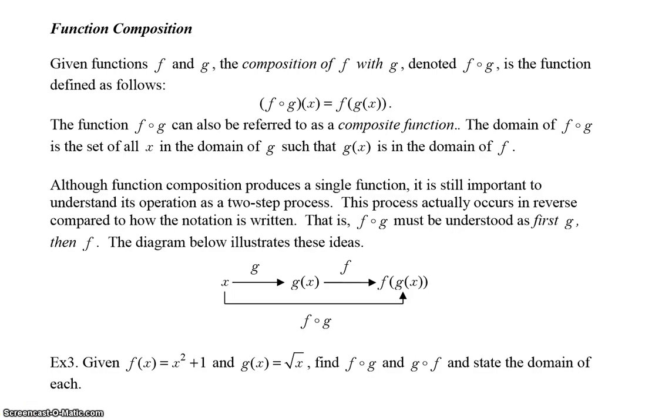Another method of combining functions is via function composition. This is perhaps a more important method of combining functions than what we've described earlier. Here's the definition. Given functions f and g, the composition of f with g, denoted it looks like f o g, but we usually just read it f composed with g. The circle is the operation symbol for function composition, just as we would use a plus sign for addition. This is just the symbol used for function composition.